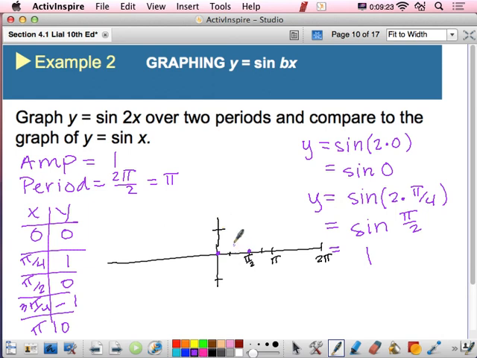Okay, let's try this again. Should be about right there. And then halfway between here and then back to here. So you can see how it's kind of squished together because it shortened the period?